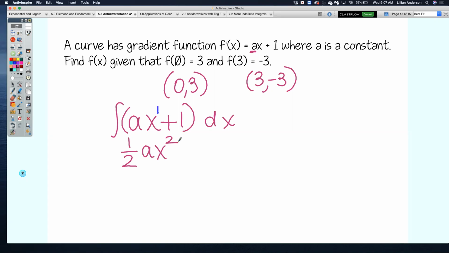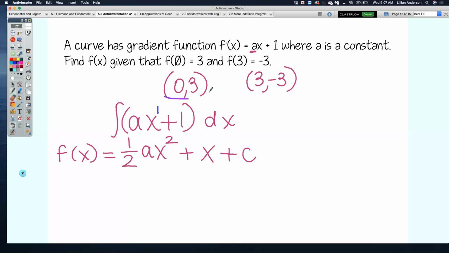Okay. And then of course the antiderivative of 1 is just x. And then of course we'll have our plus c. So this represents our function. So now you need to use the additional information to find a and then to find c, or find c and then find a. It kind of depends on the information that you're given.